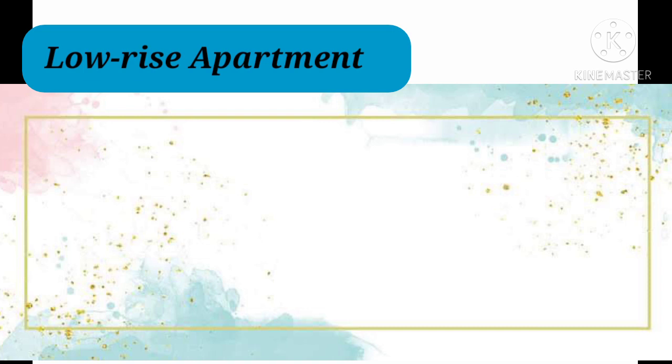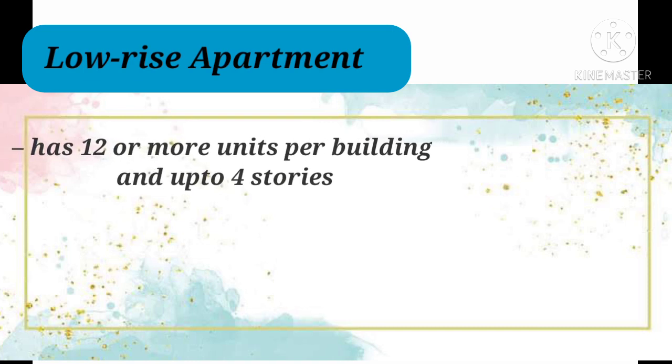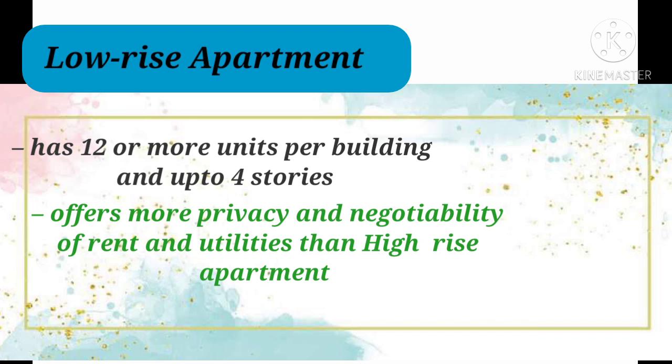A low-rise apartment has 12 or more units per building, up to 4 floors, often clustered in a large lot. Low-rise apartments sometimes offer more privacy and negotiability of rent and utilities than high-rise apartments. Although they may have fewer amenities and less flexibility with leases, it is easier to put fires out in low-rise buildings.